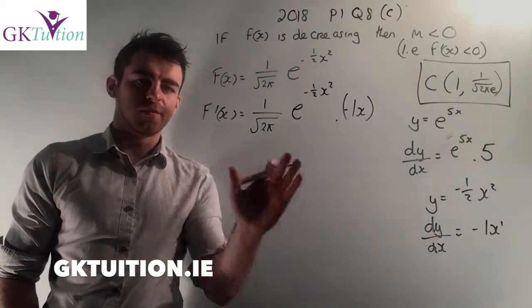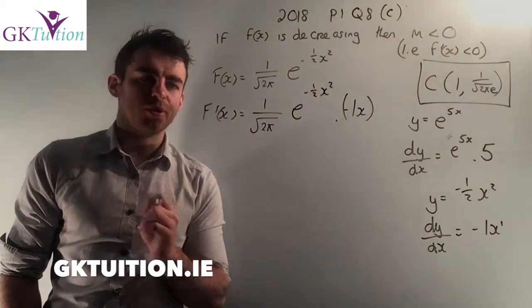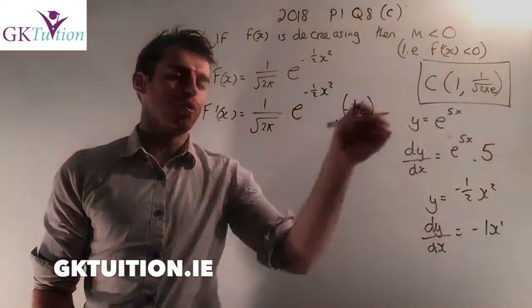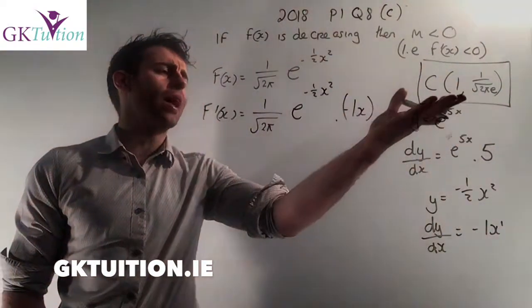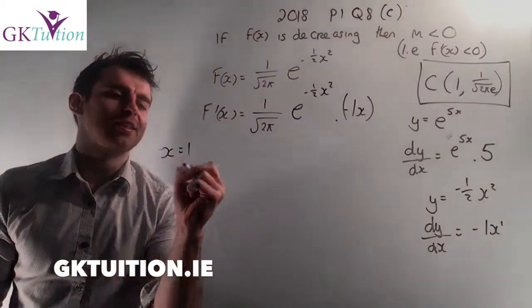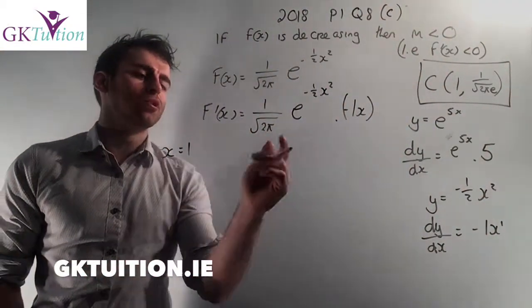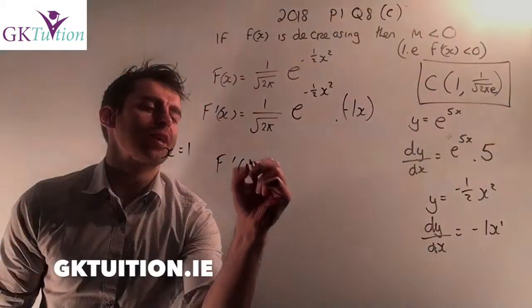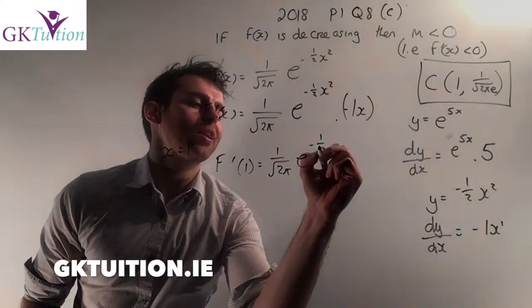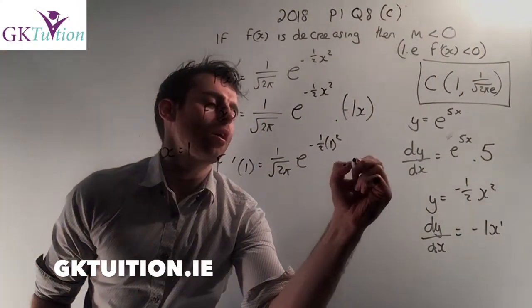That's your first derivative, and now I need to prove that this is negative at these coordinates. So in order to do that, I just need to sub in the x value. So at C, I know that x is equal to 1. So what I'm going to do is just rewrite my first derivative, except this time I'm going to sub in a 1.